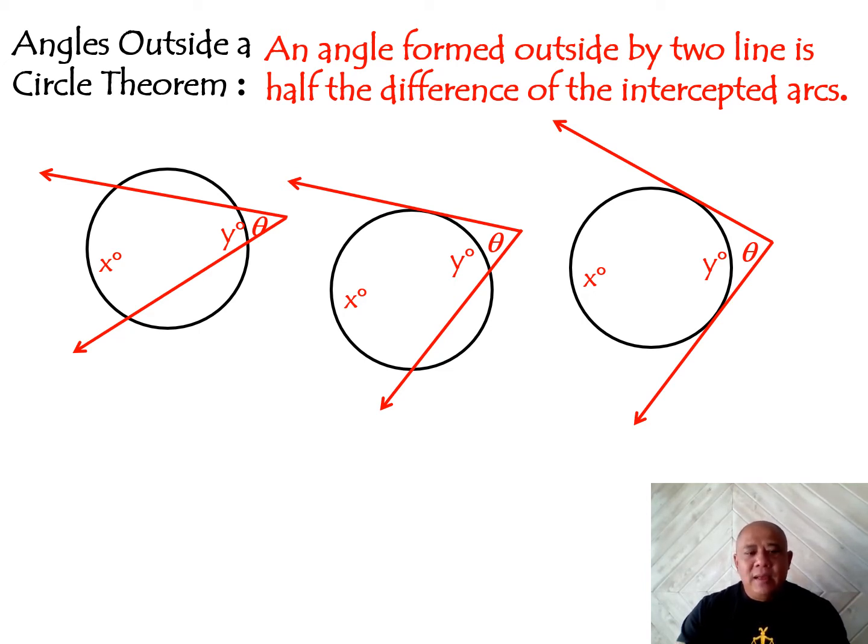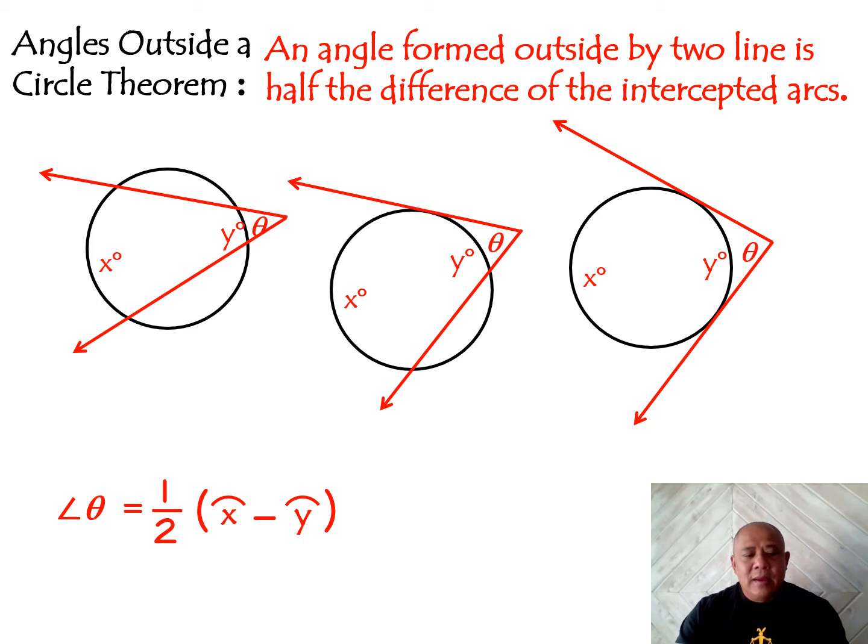And the difference is a subtraction. So in this case, angle theta is equal to 1/2 of the bigger arc minus the little arc. Notice X is bigger than Y on all these pictures. So you take half of the bigger arc minus the little arc.